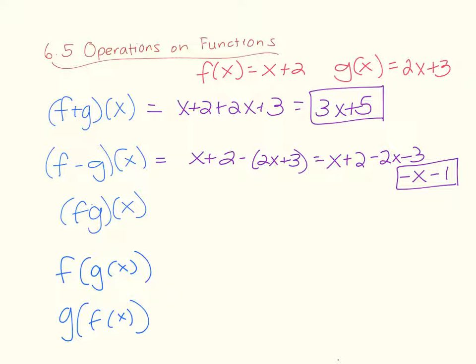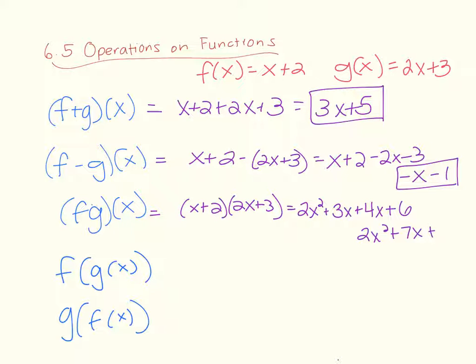Okay, then you have f times g of x, so you just multiply them. And you're multiplying binomials, so you FOIL it. 2x squared plus 3x plus 4x plus 6, and then combine your like terms. Do we need to simplify? Well, by combining like terms, you're simplifying. You mean factor it back out? No, because that gets you back to the original. It's technically more simplified when it's expanded.